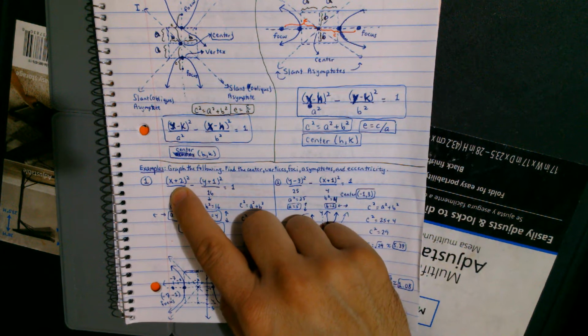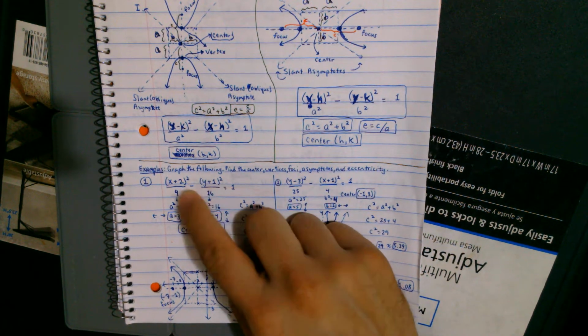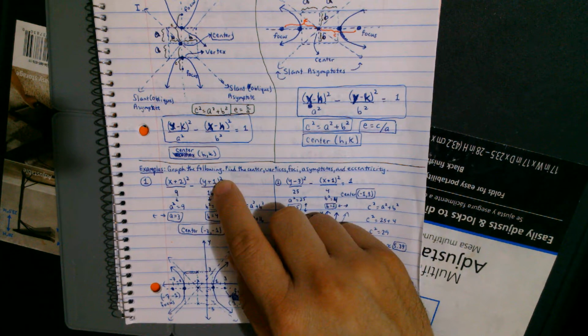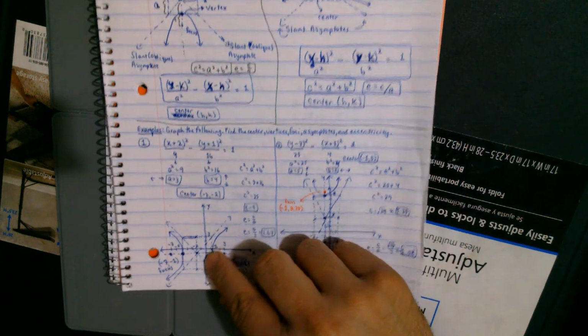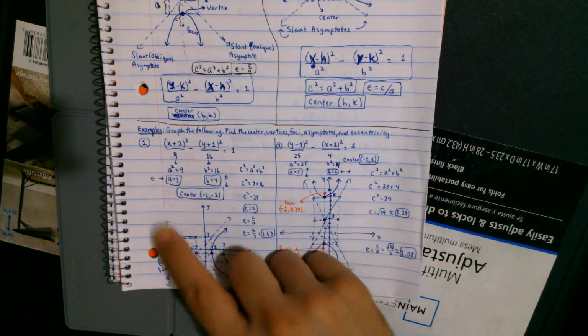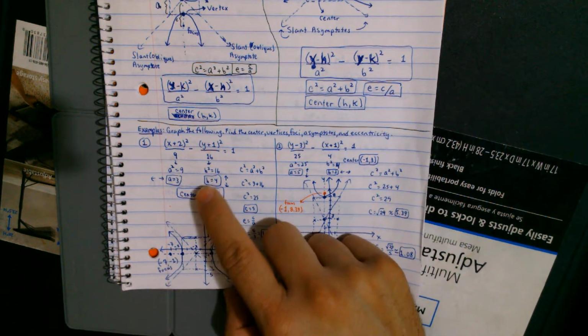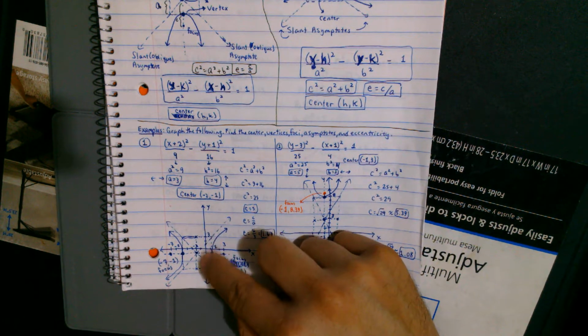My center is my x value followed by my y value. Opposite, opposite: opposite sign, opposite sign. So negative 2, comma, negative 1. So I'm going to go to the point (-2, -1). From there, I'm going to go right 3, left 3. I'm going to go up 4, down 4.